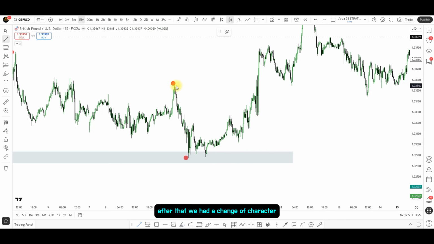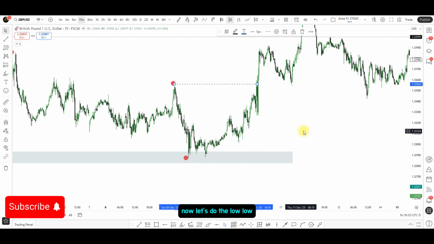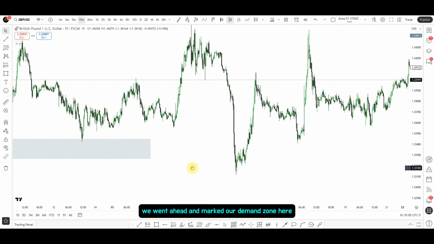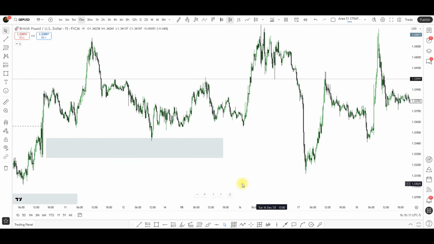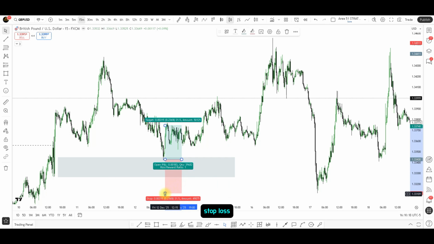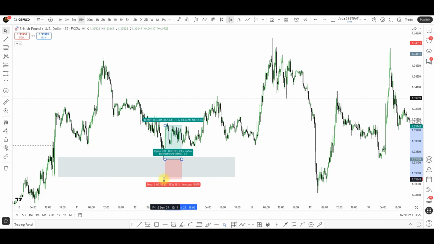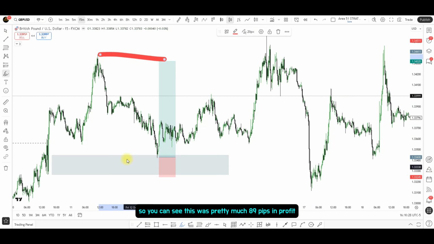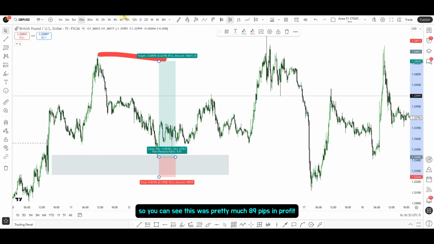All right, so this 15-minute time frame, we can see price created a high, low. After that, we had a change of character. This is the last high low that led to the low low. Once we get this change of character, we went ahead and marked our demand zone here, took our trade right there, stop loss 18 pips this time, target this high over here if you wanted to be safe. So you can see this was pretty much 89 pips in profit.